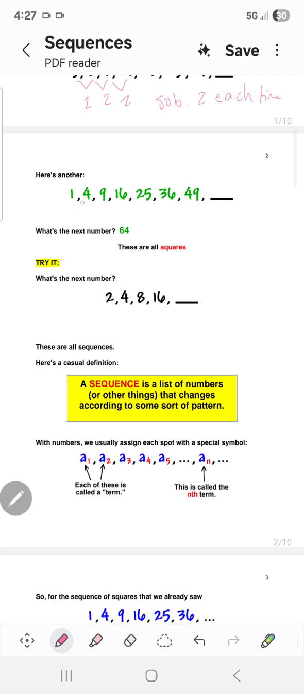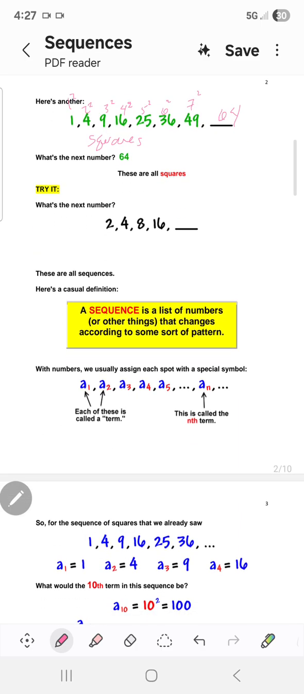What about this one? 1, 4, 9, 16, 25, 36. Hopefully, you've noticed that these are all squares. 1 squared, 2 squared, 3 squared, 4 squared, 5 squared, 6 squared, 7 squared. So this one must be 8 squared. So that would be 64.